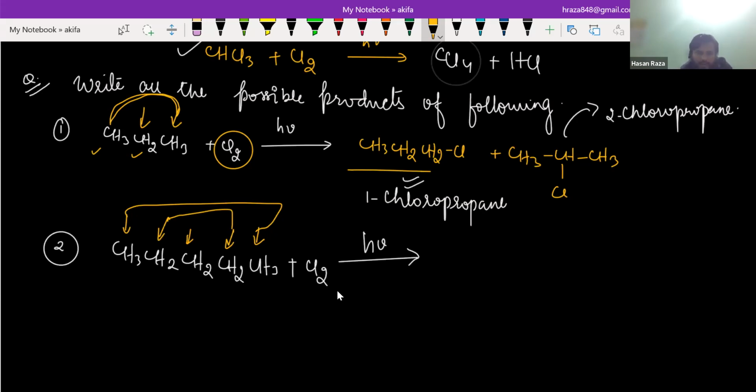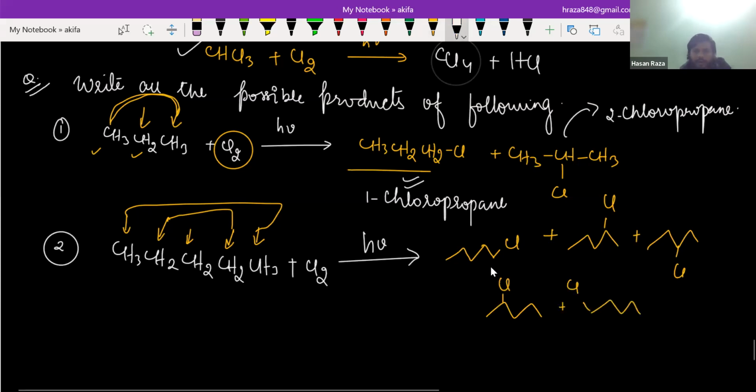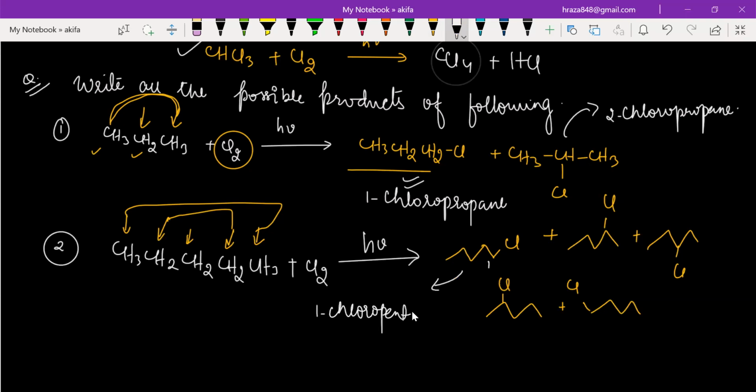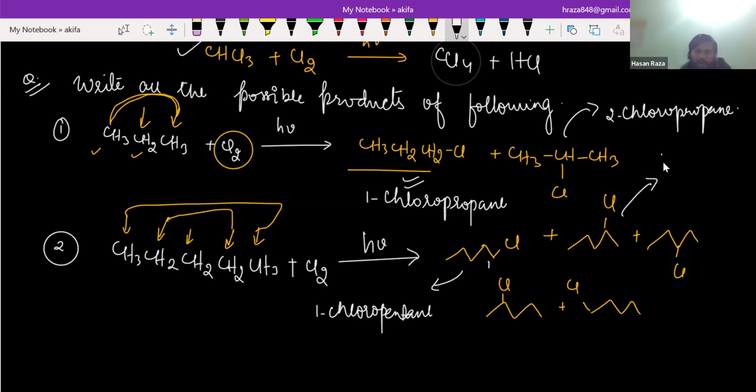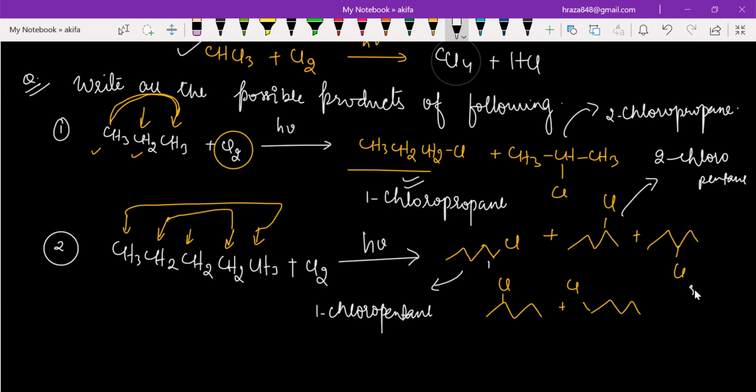What I'm going to do is put chlorine everywhere, on carbons 1, 2, 3, 4, 5. First I'm going to put chlorine here, second here, and so on, on each carbon. Now name it. 1-chloropentane, right? Name it 2-chloropentane. 3-chloropentane.